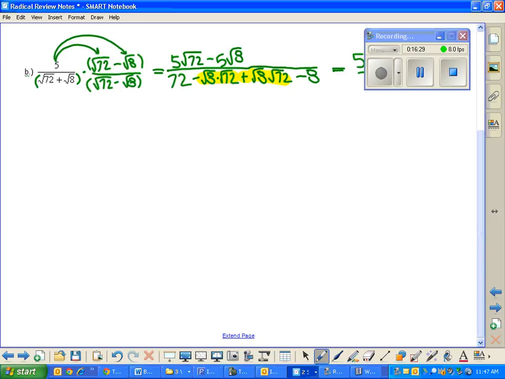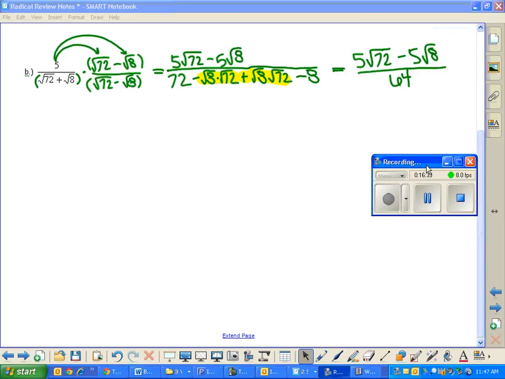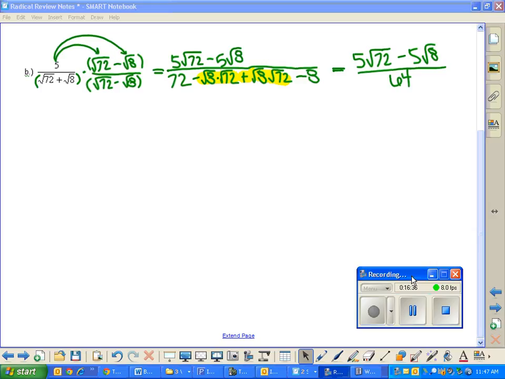Unfortunately, we are not done. What's wrong? What do we have to still do that's not simplified yet all the way? So we can't reduce like a common factor out. Square root of 8, square root of 72. What do we see? Yeah. Do you have an idea?